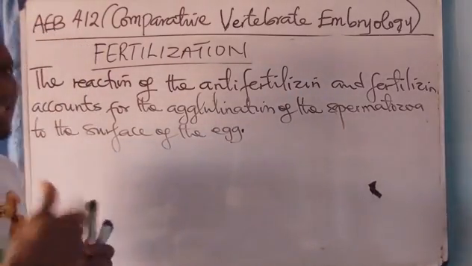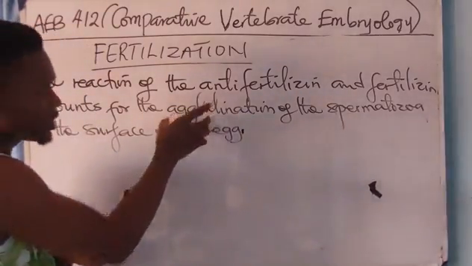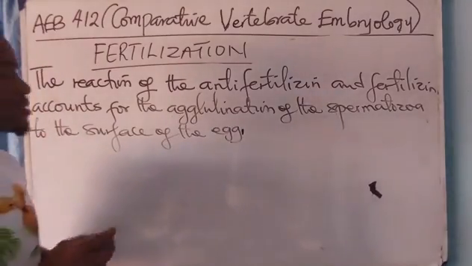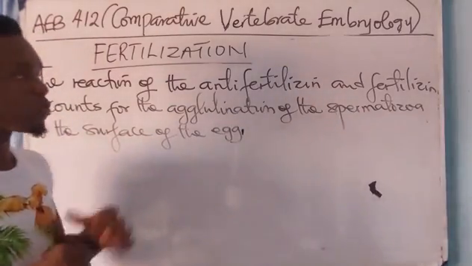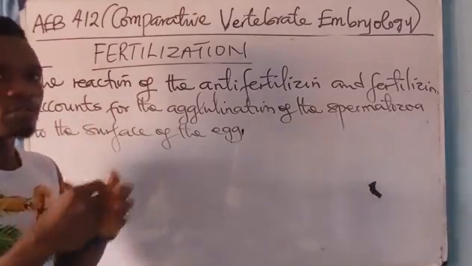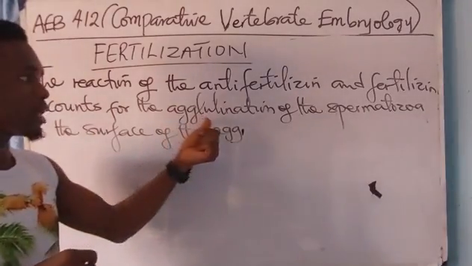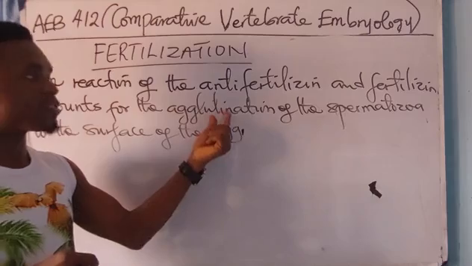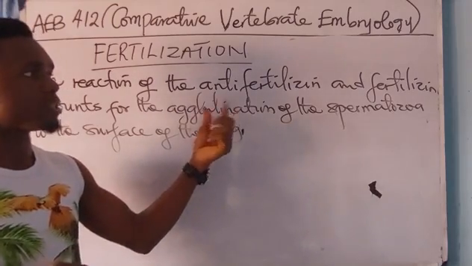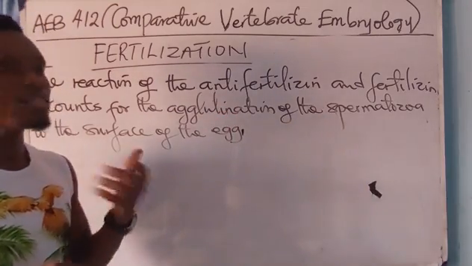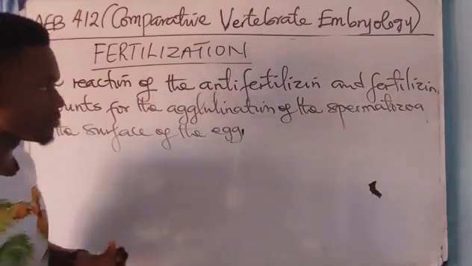Now, what is the reason behind agglutination? I said that when the sticky spermatozoa adhere themselves to the surface of the egg, you call that agglutination. And it is made possible because of the fertilizing.